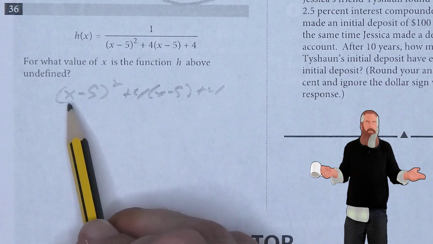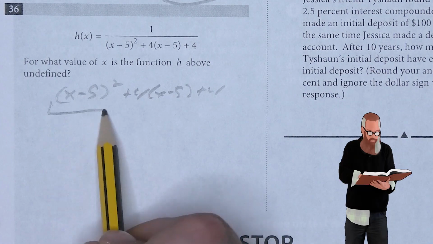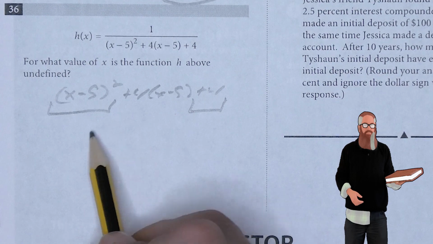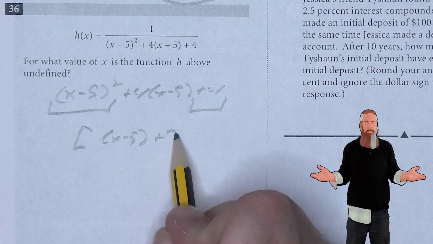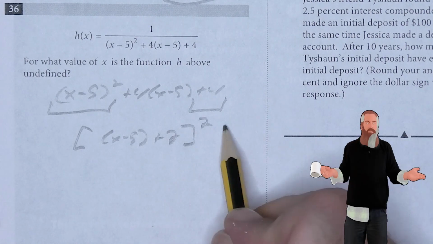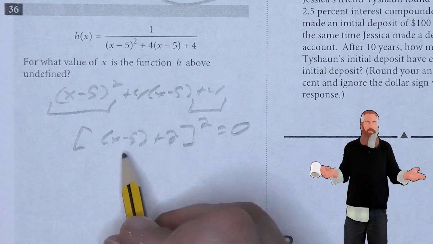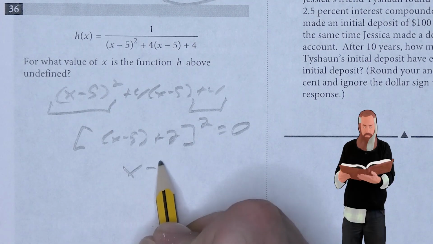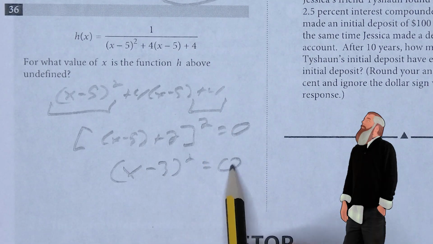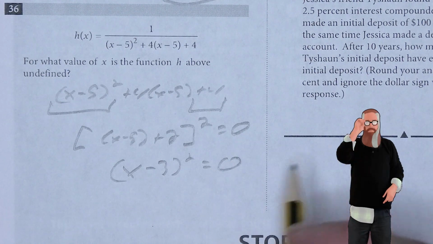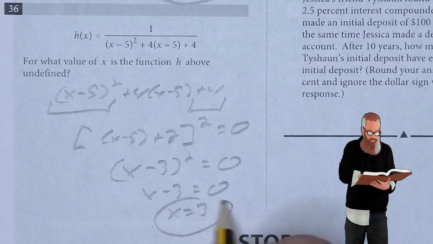The very first thing that we're going to do is see that this is a perfect square. This means that what I actually have is x minus 5 plus 2, squared, equals 0. See that perfect square? So I can combine like terms in here, meaning I get x minus 3 squared is equal to 0. Now, taking the square root of both sides gives the square root of 0, which is 0. So x minus 3 is equal to 0, or x is 3.